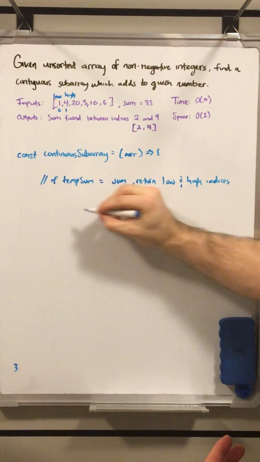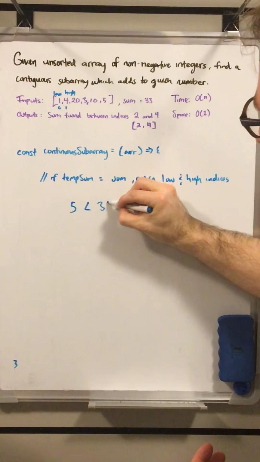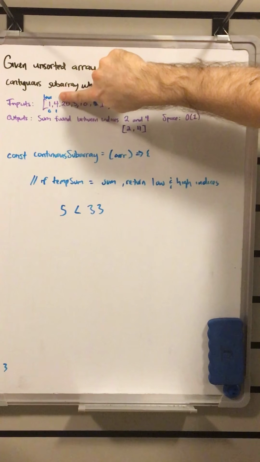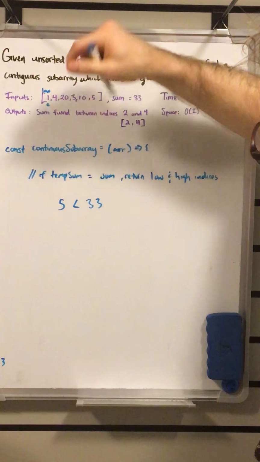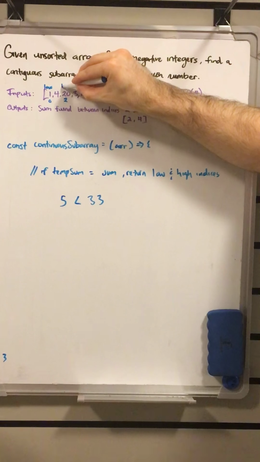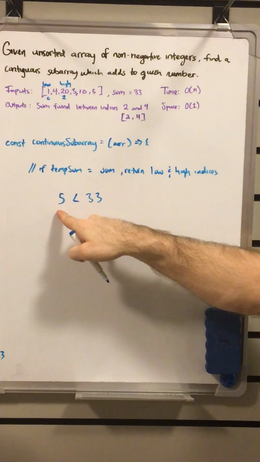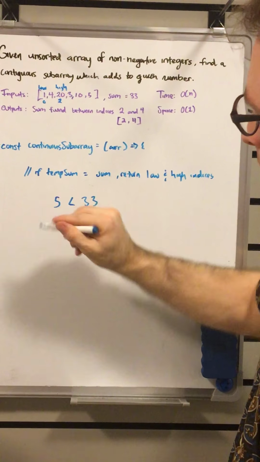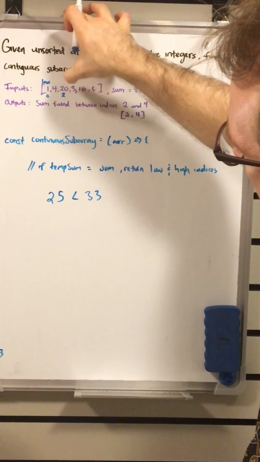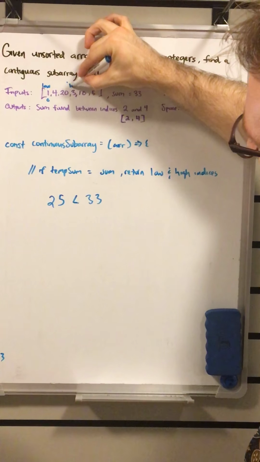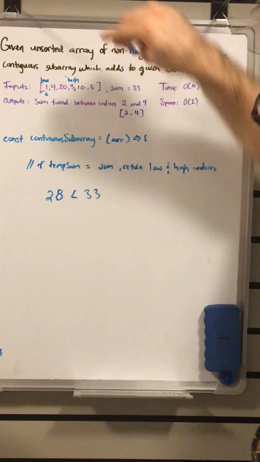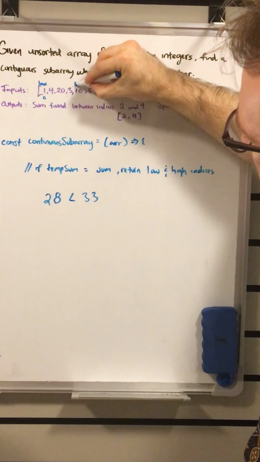which 5 is less than 33, what we want to do is then take the high variable index and increment it to the next position, which is this second position. And now we want to add the current high onto the temporary sum, which is 5. So 20 plus 5 gives us 25. It's still lower than 33. So we want to increment the high again to 3. Now it's 28, I mean. Still lower. So we want to increment our high again.